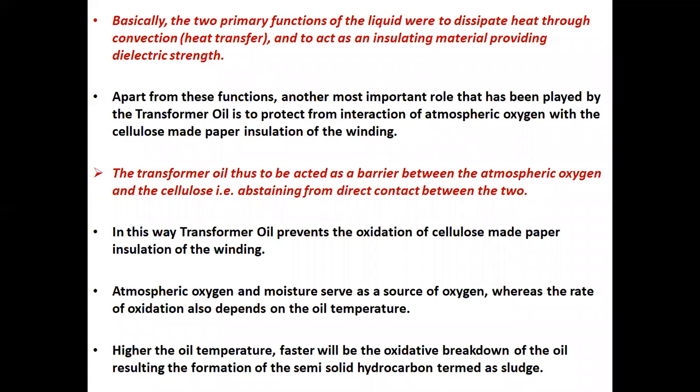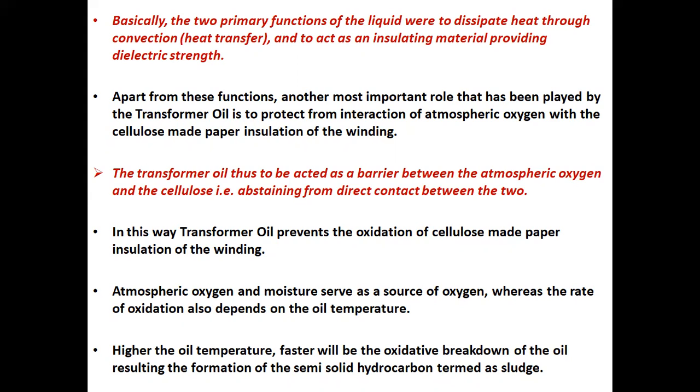Basically, the two primary functions of the liquid are to dissipate heat through convection, heat transfer, and to act as an insulating material providing dielectric strength. Apart from these functions, another most important role played by the transformer oil is to protect against interaction of atmospheric oxygen with the cellulose-made paper insulation of the winding.